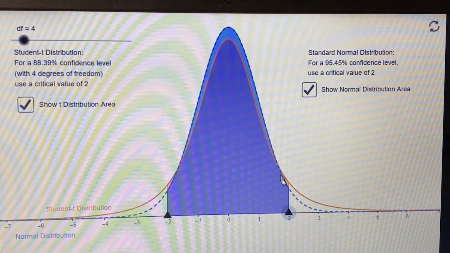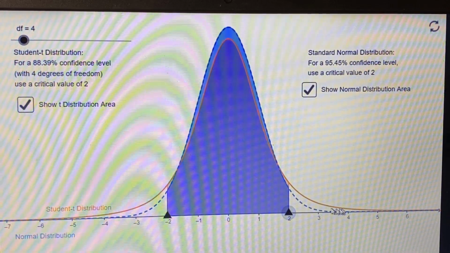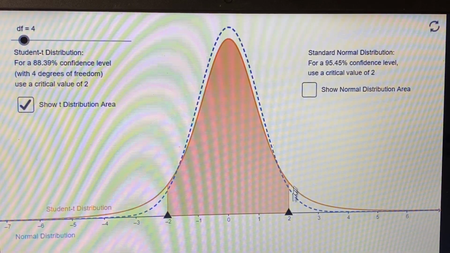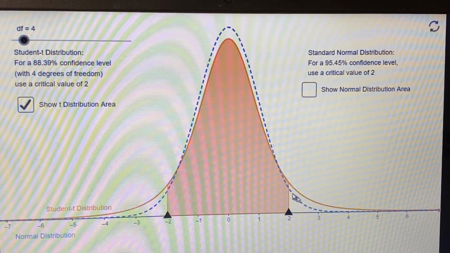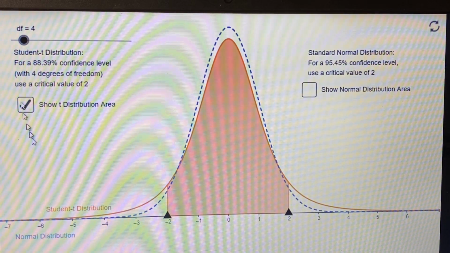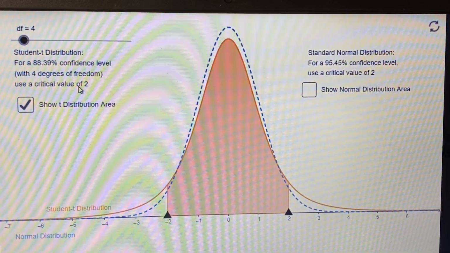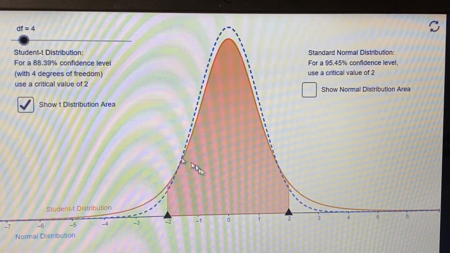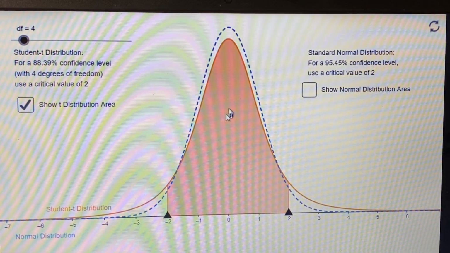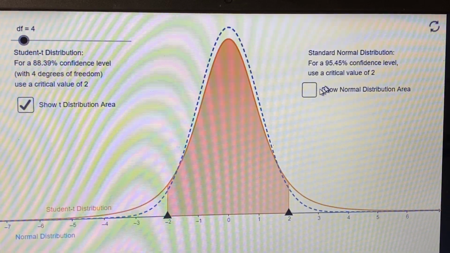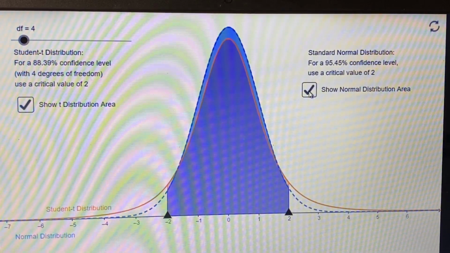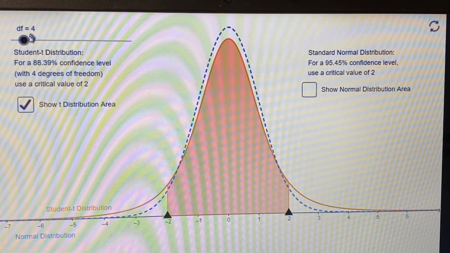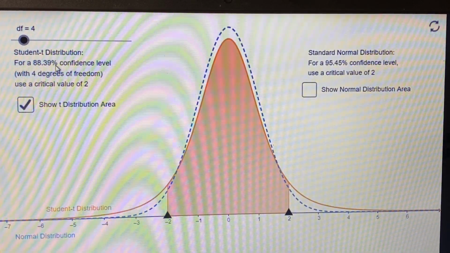You can see underneath the red curve, it's a lot bigger. So you can see underneath the red curve, that area is a lot greater. As a matter of fact, if you look over here, when our critical value is 2, I have 88.39%. So the shaded region right here, which for the normal curve was 95%, now for degrees of freedom of 4, it's only 88.39%.